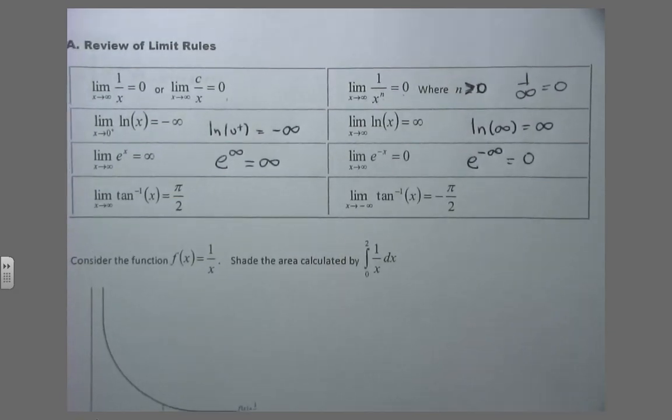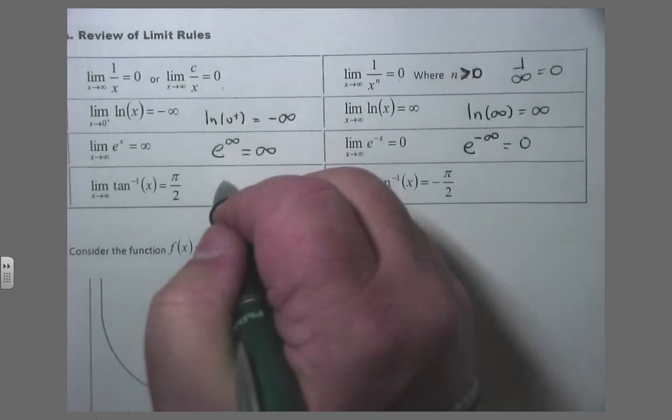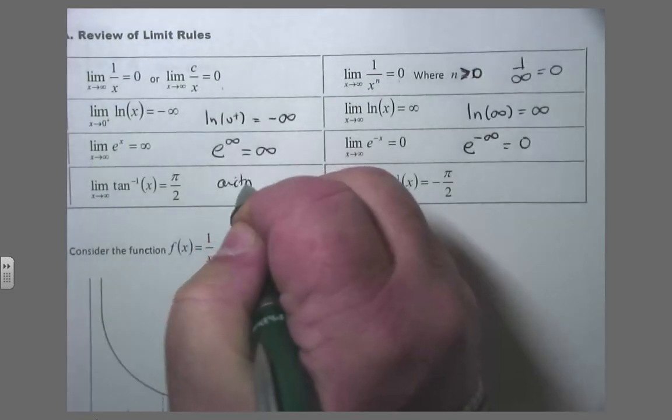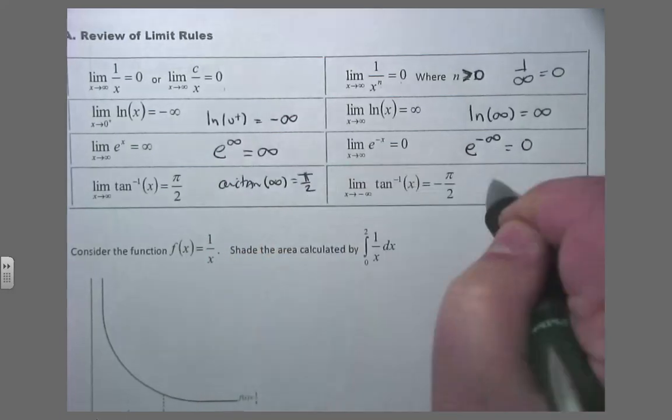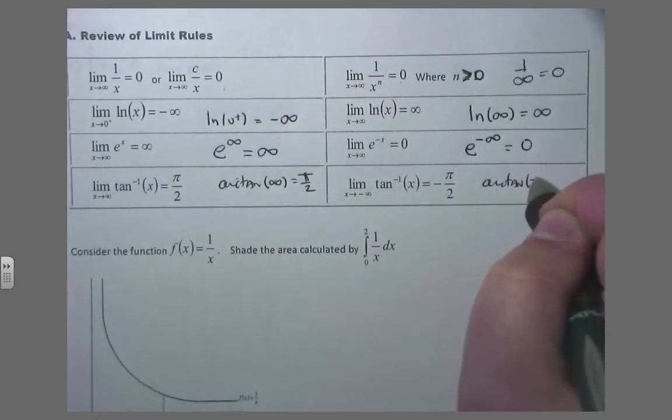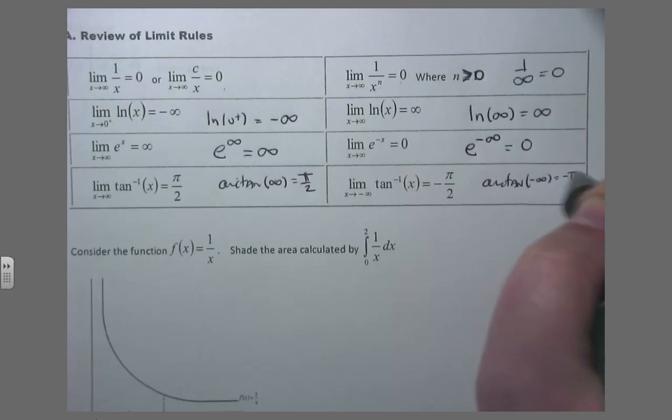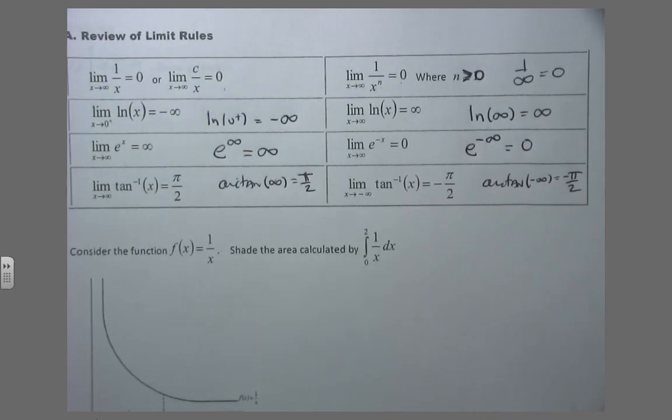And again, these are reminders from stuff we did in Calculus 1. So this was kind of reminding you of these properties here. And the last two are these. The arc tangent of infinity gives you pi halves, and the arc tangent, or tangent inverse, of negative infinity gives you negative pi halves. Little property of arc tangents there. Go back to Calculus 1, look at the graphs.